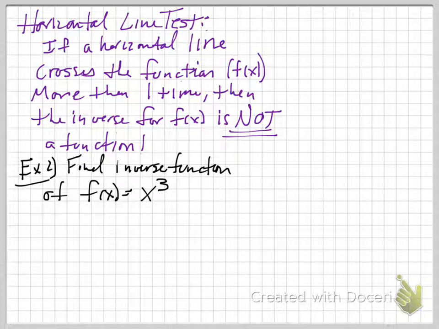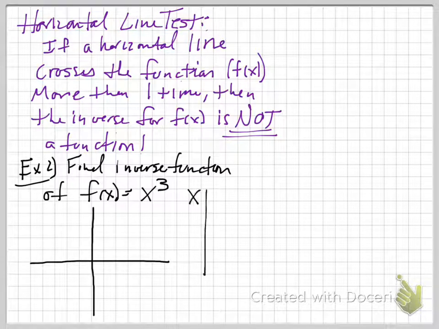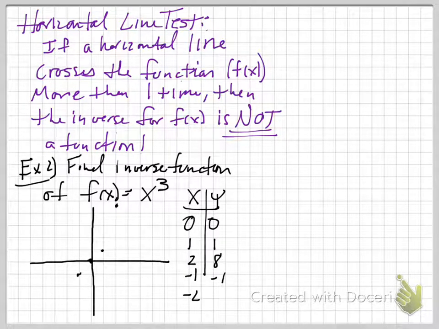Now, what I could do first is sketch a graph of f of x equals x cubed. If we made a quick table, if you plug in 0 and cube it, you get 0, so we can plot a point at the origin. If you plug in 1 and cube it, you get 1, so we can plot a point there. If you plug in 2 and cube it, you get 8. We're just drawing a sketch. If we plugged in -1, we get an output of -1, so that would be right there. And if you did -2 and cubed it, we would get -8, which would be down here.